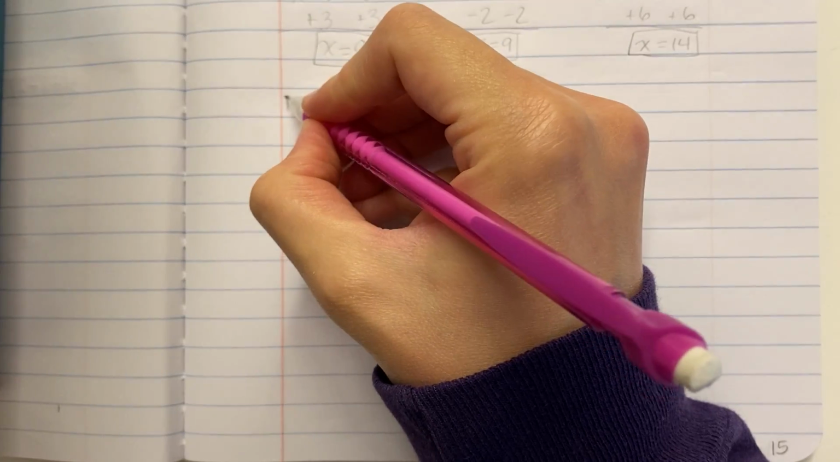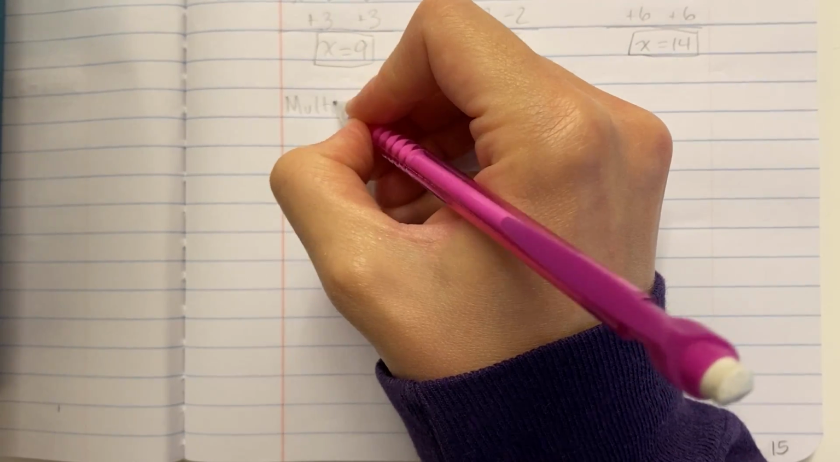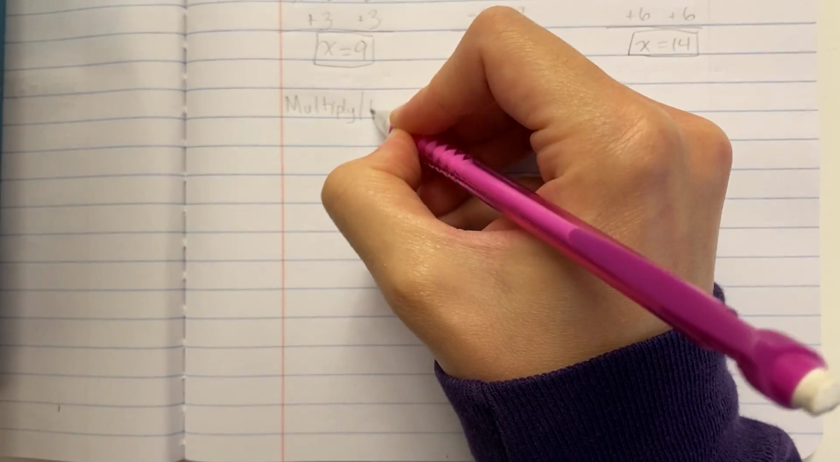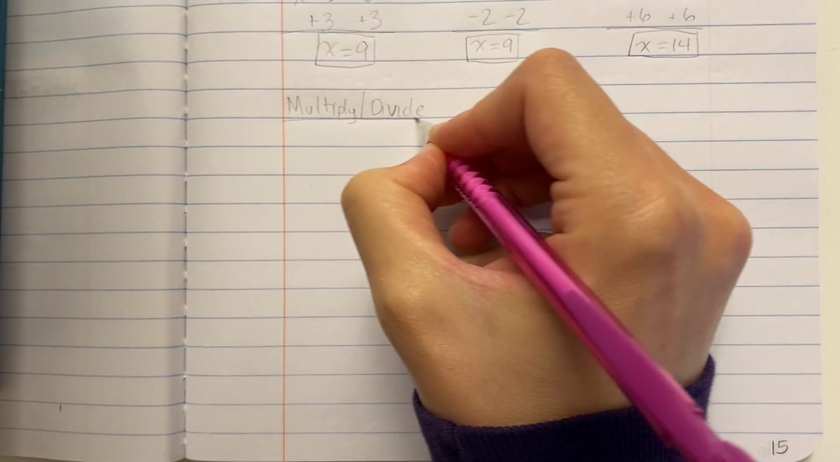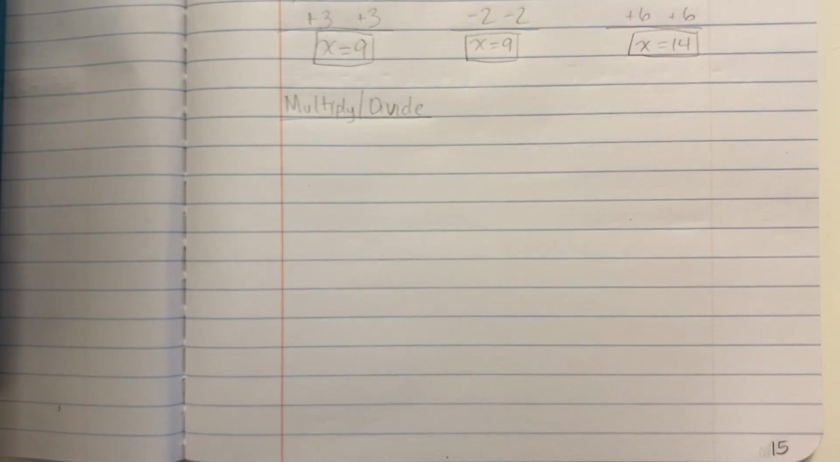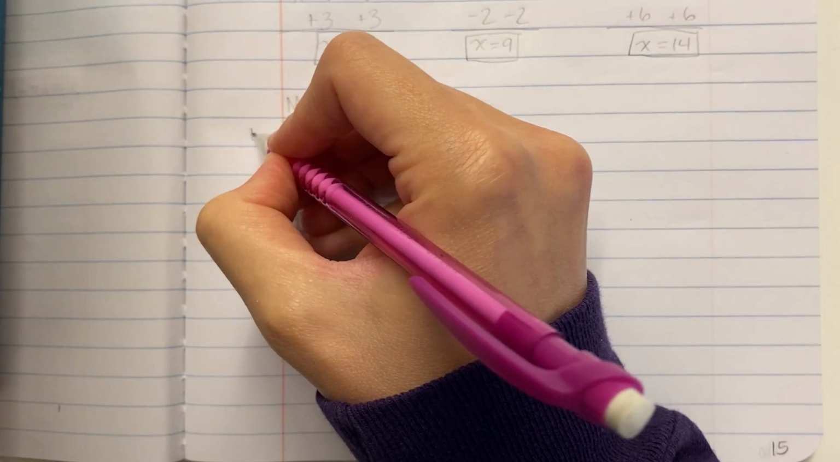Okay, now we talked about adding and subtracting and how those two things undo each other. And multiplication and division also undo each other. Okay, so here's some examples of what that looks like.